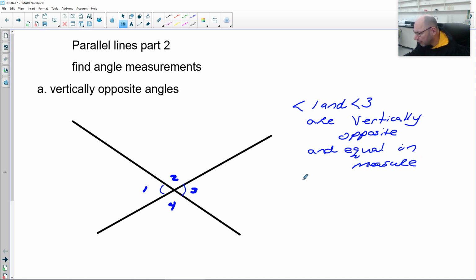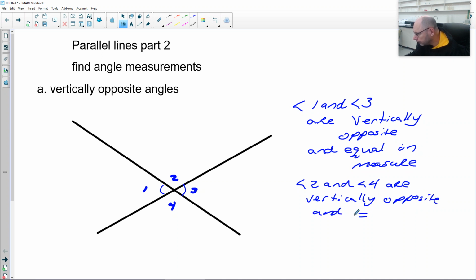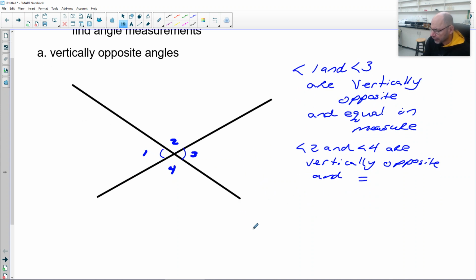And then angle 2 and 4 are vertically opposite and equal. Okay, so we need to know that when we do lines like that. Okay, the other thing is angle 2 and angle 1.